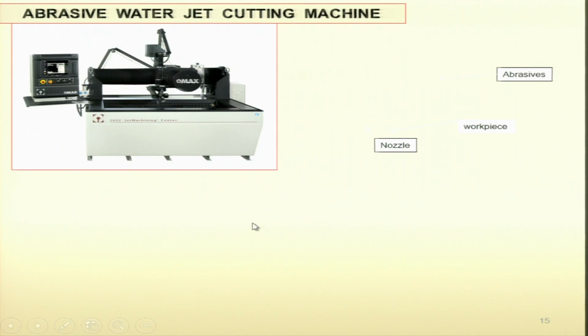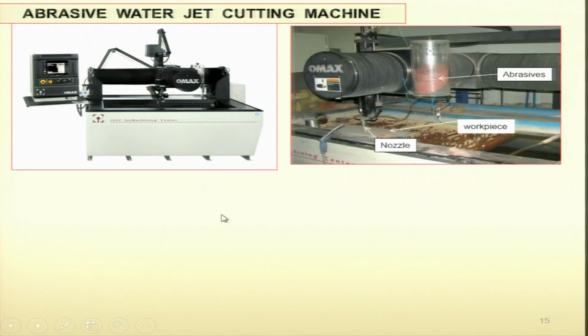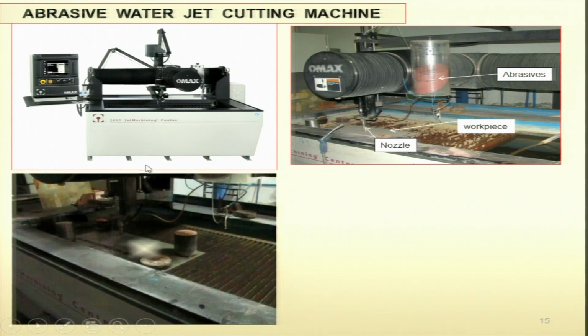You can see here these are the purchased machine tools, commercial machine tools available in the market. This is the photographic view in the front side, and this is the detail. You can see abrasive particles are filled in this pot, and this is the nozzle through which the abrasive water jet will be coming out, and this is the workpiece which is to be machined.